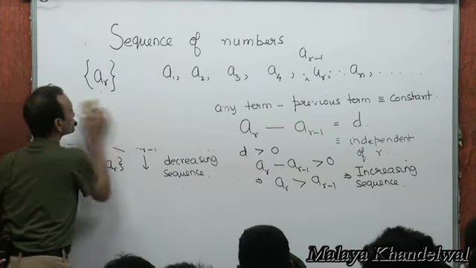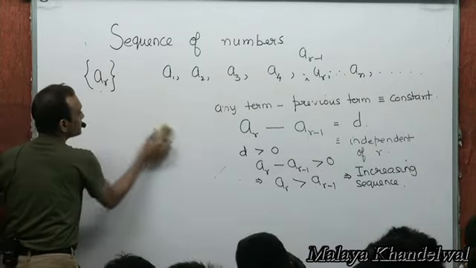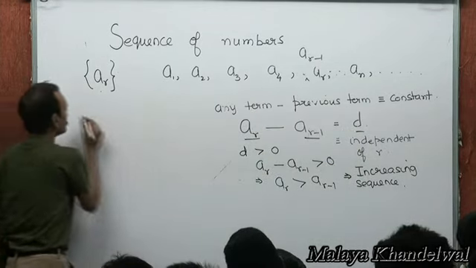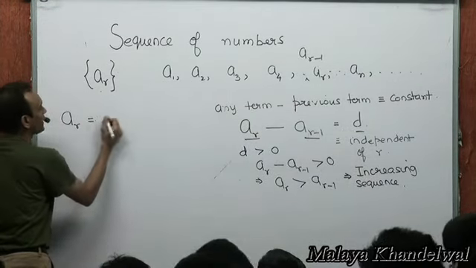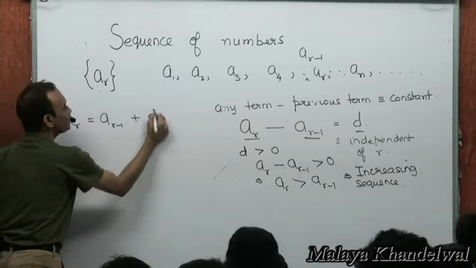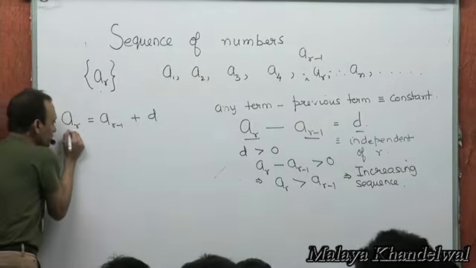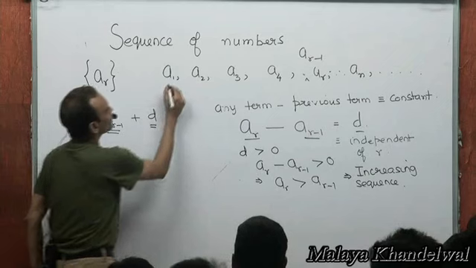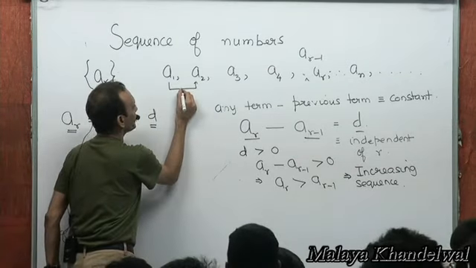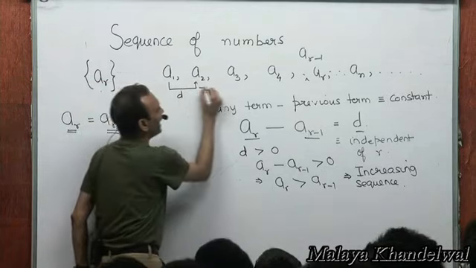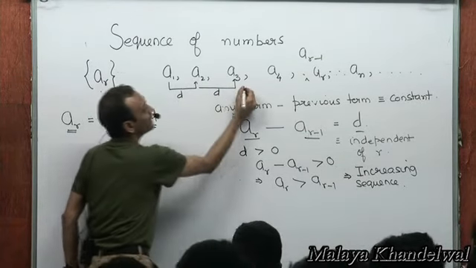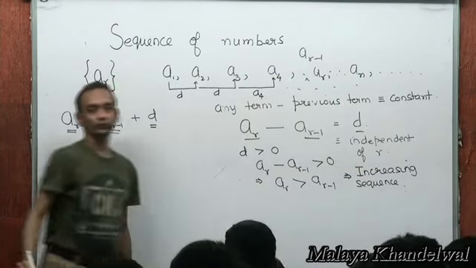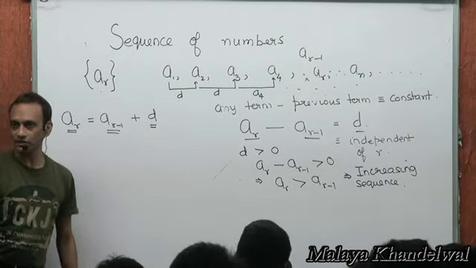Now, that means, since any term minus previous term is D, any term AR can be looked upon as the previous term plus D. Any term could be looked upon as the previous term plus D. Right? So, if you add D to A1, you get A2. If you add D to A2, you get A3. If you add D to A3, you get A4. And so on and so forth. Yes or no? Right?